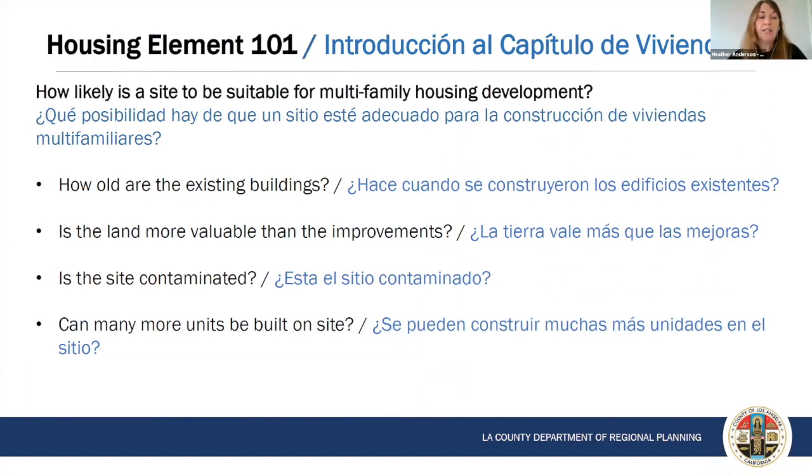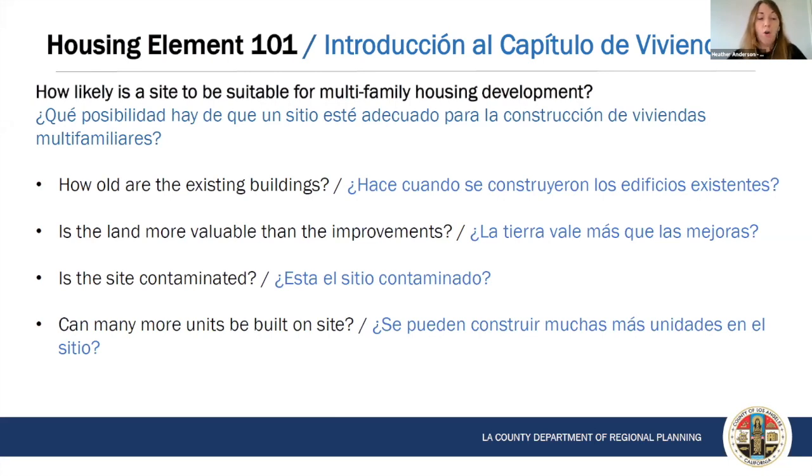Per state law, sites that are included in the rezoning program must be suitable for housing development and have a realistic potential for development during the upcoming 8 years. So if a site is not vacant, additional factors must be considered to determine suitability and realistic potential. For example, we consider the age of the existing buildings. The older the buildings, the more likely it is that the owner will want to replace them. A property owner is also more likely to redevelop the site with multifamily housing if the land is more valuable than the existing improvements on the land.